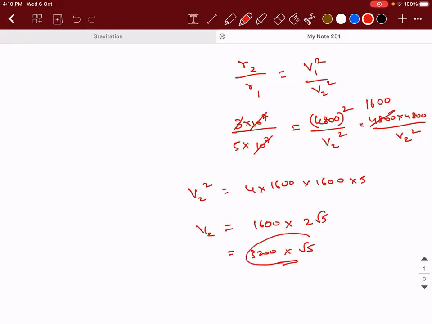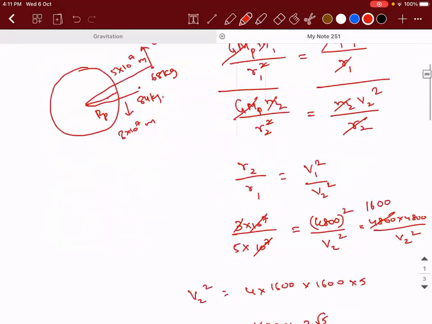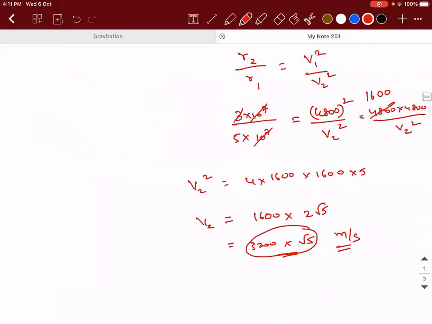Okay, this part I hope you can calculate, right? Those might be meter per second, sir. What is the unit of V1? 4,800 meter per second, no? That's what is given. Okay, sir. Next. Shall I move on? Did you guys copy it? One minute, sir. Yeah, please do.